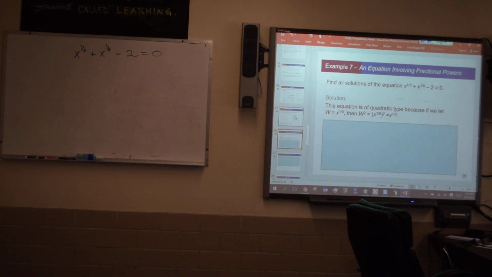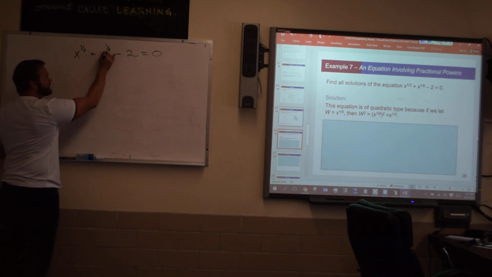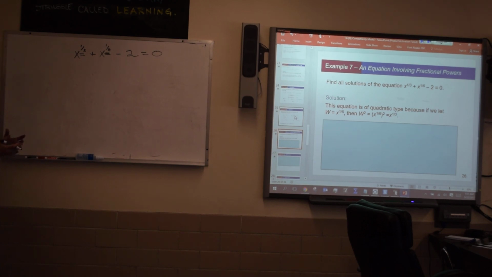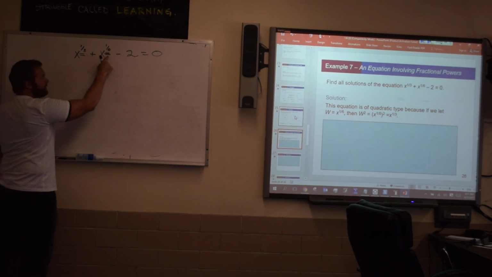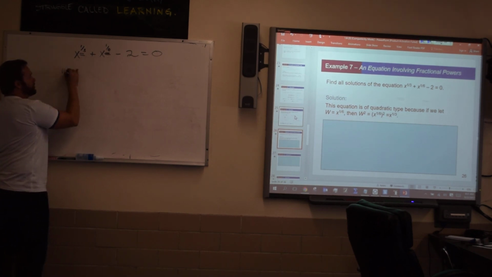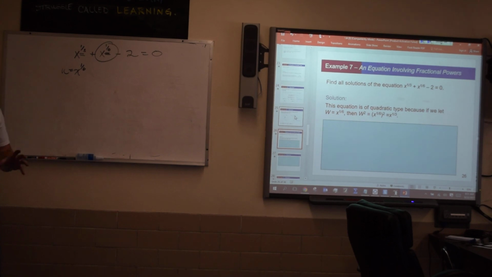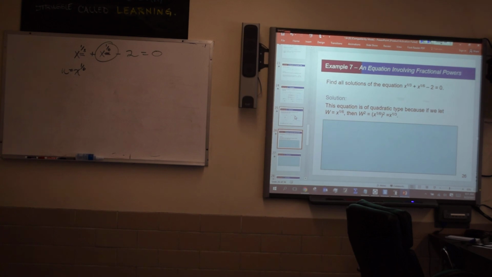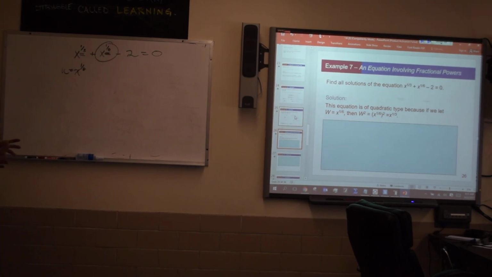But what we want to do is recognize that this is still half of that, isn't it? Still quadratic form. So what I always suggest doing is letting your u that you're going to introduce be that variable. I just want the variable and the exponent that it's raised to. That's what I'm going to let u be, right?